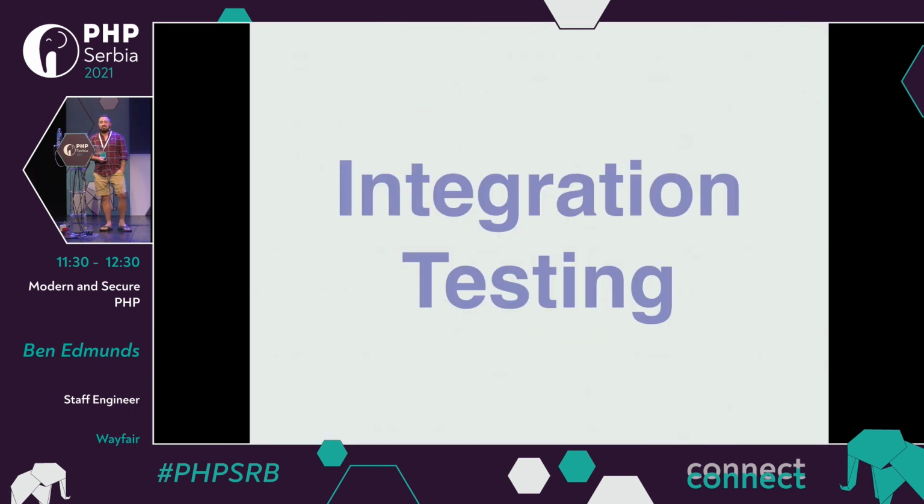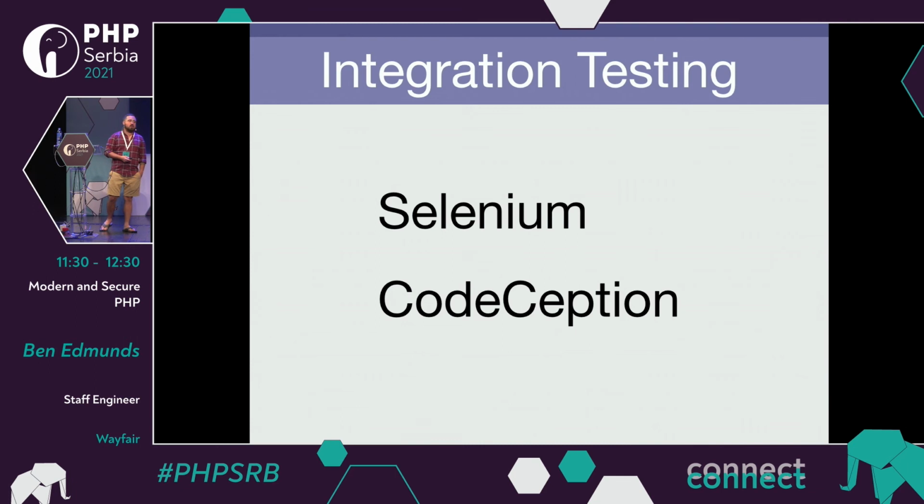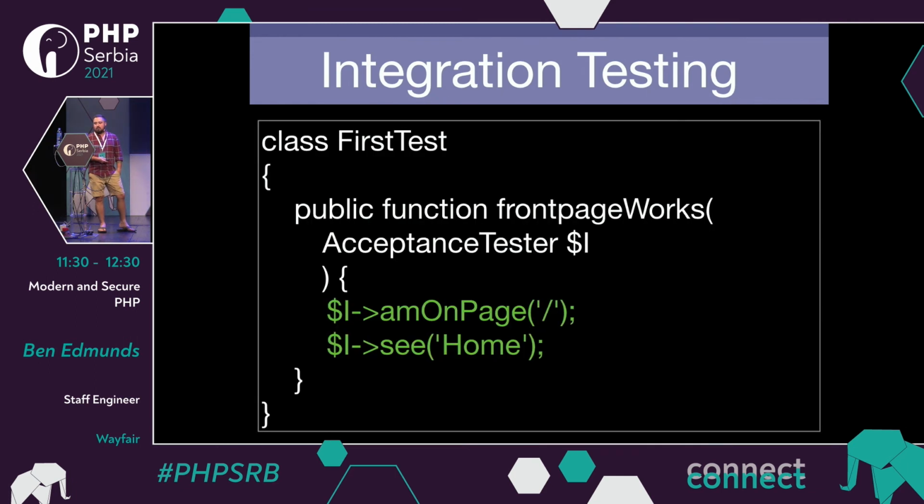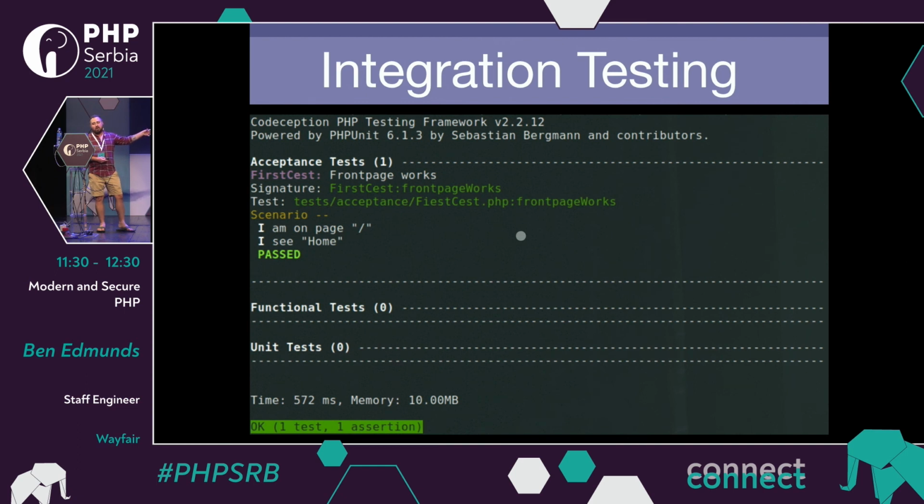We also have some integration testing tools. Selenium and Codeception are some of the more popular ones there. This is what running a Codeception test looks like. Here we have the front page test. We're going to assert that we're on the page and that we see the text "home" on that page. And then you can run that in the same way and get that output. If you combine a unit test and an integration test, you gain a lot of confidence that your application is working the way you expect.